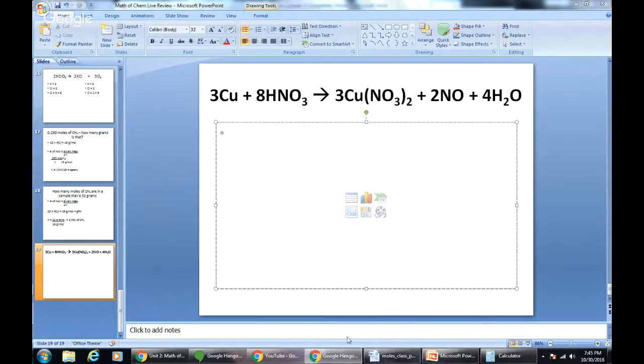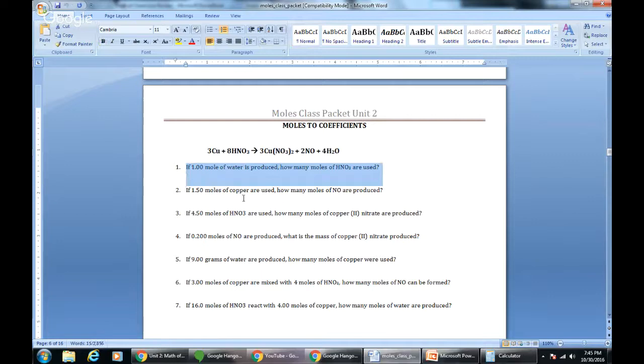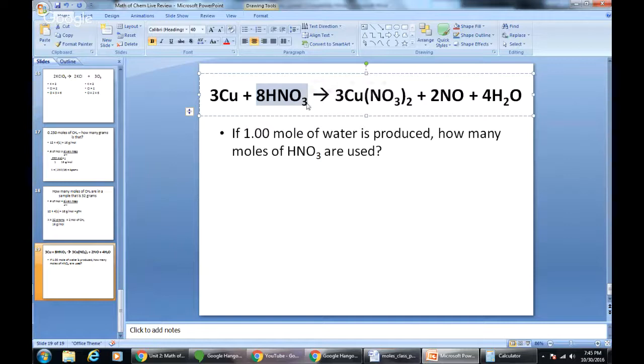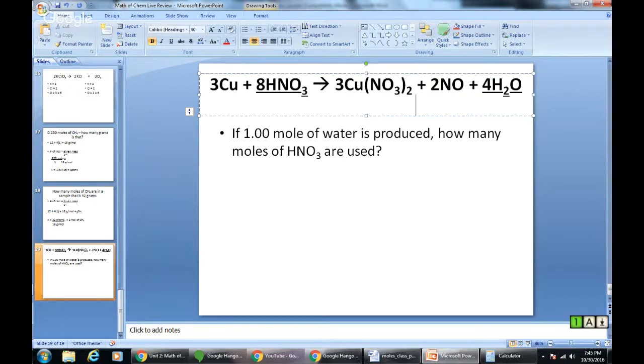All right, so let's try the first one. If 1 mole of water is produced, how many moles of HNO3 are used? Remember, you need to just underline what they're asking you for. They want to know about water, so here's water, I'm going to underline it. They also want to know about HNO3 over here. If they tell you that you have 1 mole of water, you put the 1 mole under the water. They want to know how many moles of HNO3 are used.